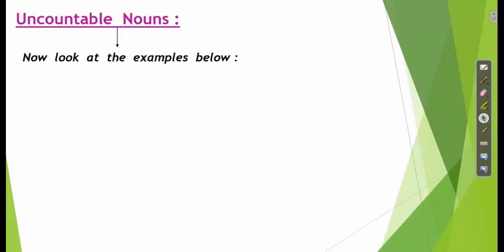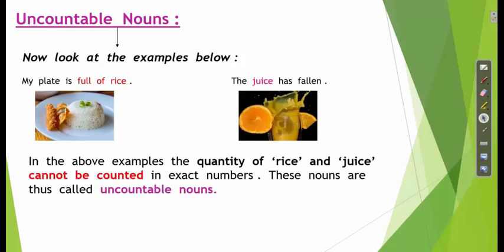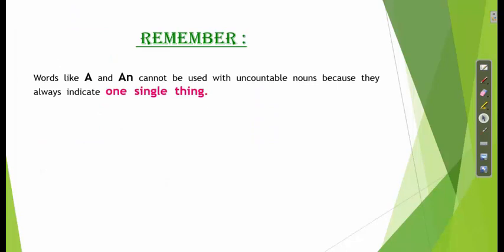Uncountable nouns. Now look at the examples below. See the first one. My plate is full of rice. Second, the juice has fallen. In the above examples, the quantity of rice and juice cannot be counted in exact numbers. These nouns are thus called uncountable nouns. Remember, words like a and an cannot be used with uncountable nouns because they always indicate one single thing.